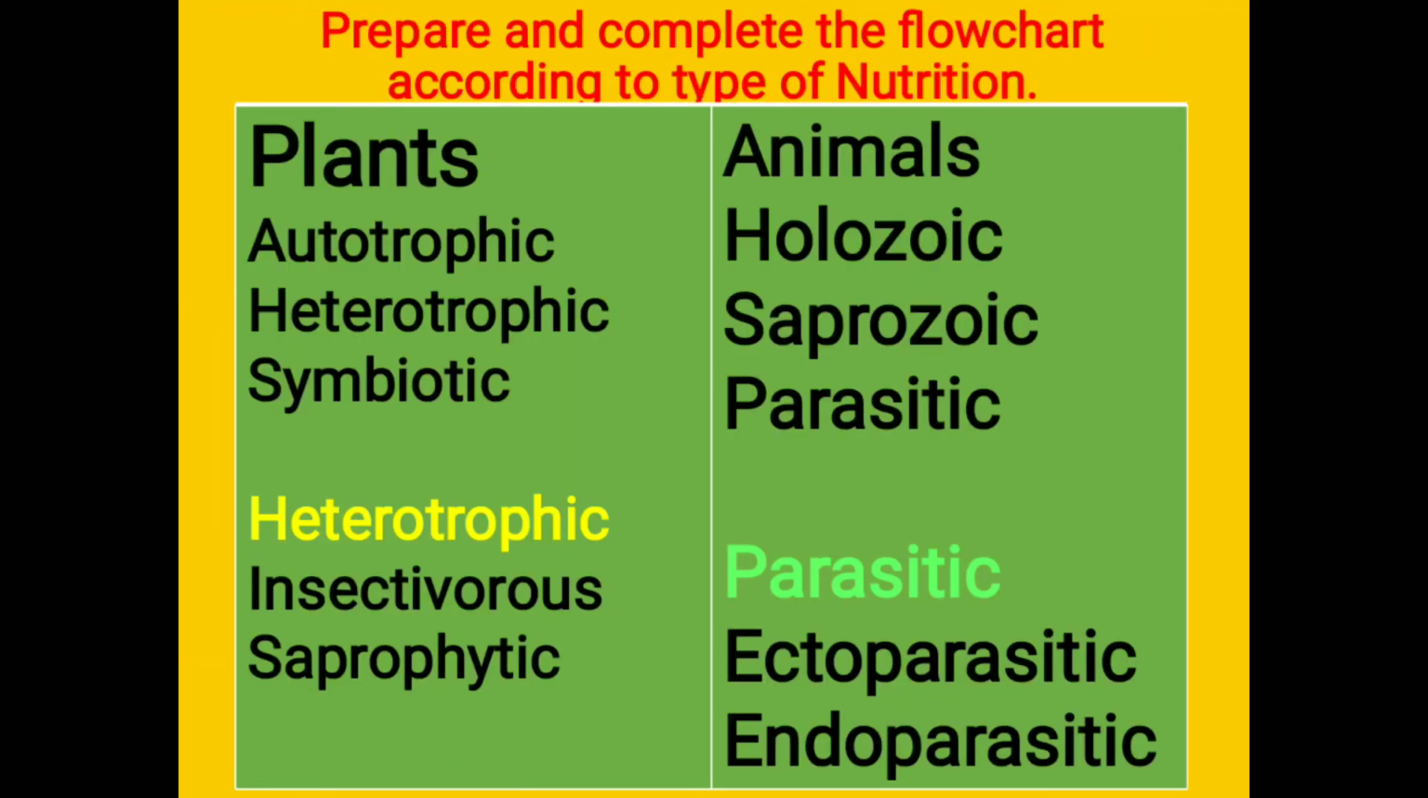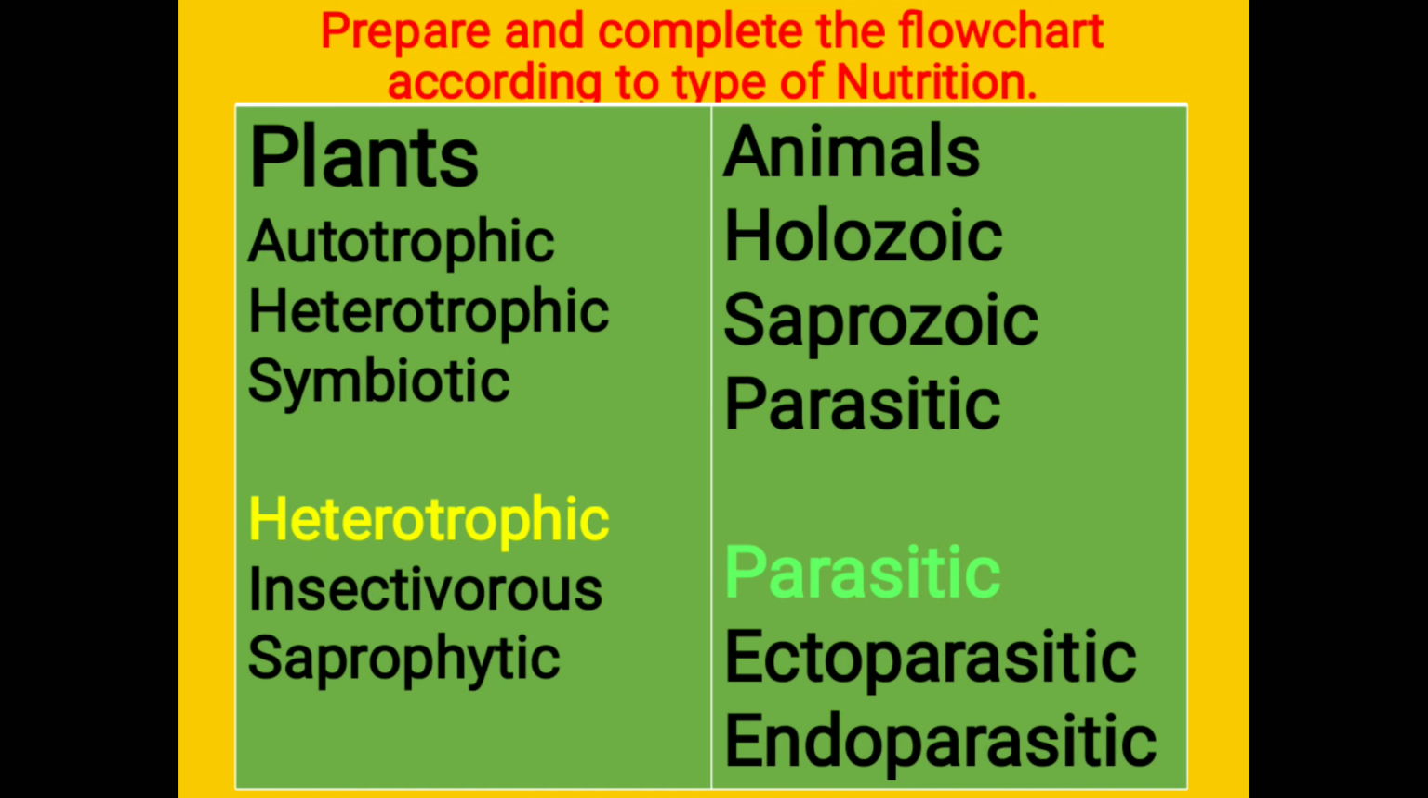Prepare and complete the flowchart according to the type of nutrition. This flowchart is given in your textbook in a horizontal manner, but here I have put it in a vertical manner. So please write the way it is given in your textbook.